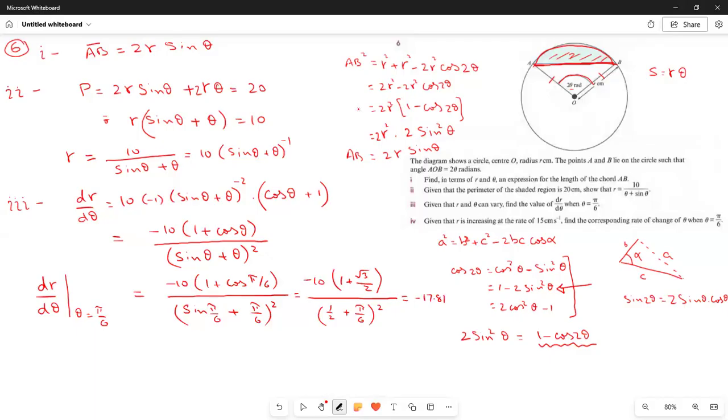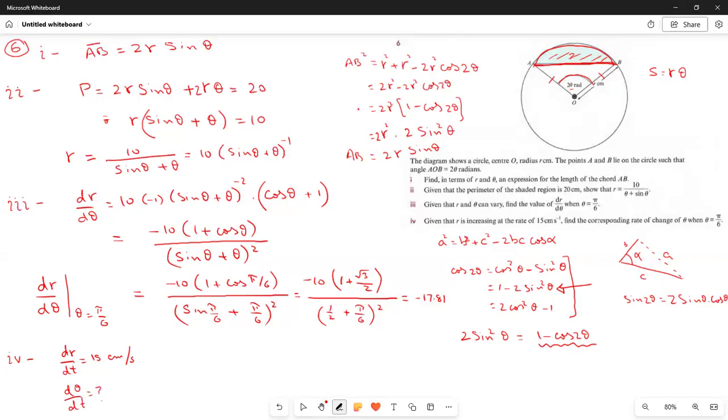Okay, now the last part, the third part, sorry, the fourth part. Yes, the fourth part of this problem is that given that r is increasing at a rate of 15 centimeter per second. Okay, so that means dr by dt, with respect to time, is 15 centimeter per second. The r is increasing, so this is with time. So dr by dt is this thing, and dr by d theta is this thing, and we need to find the corresponding rate of theta. So we have to find d theta by dt. This is the thing we need to find out.